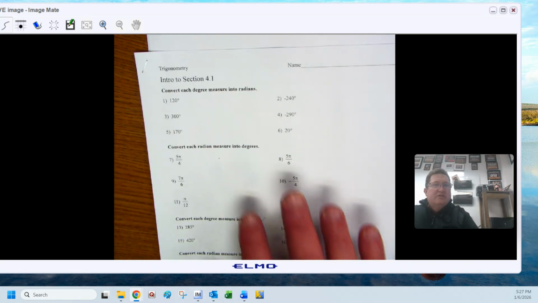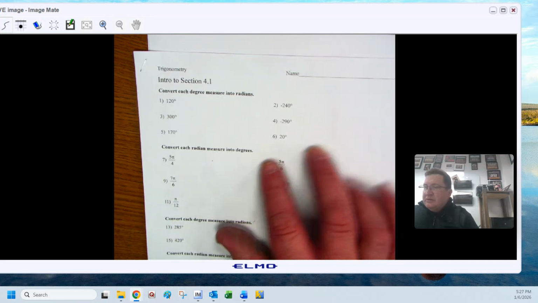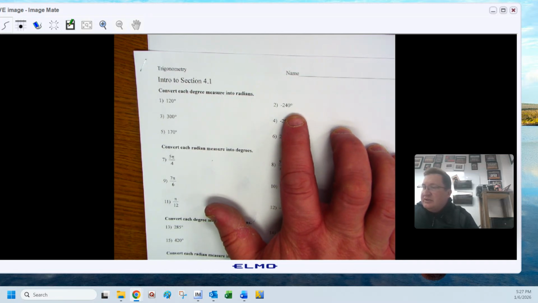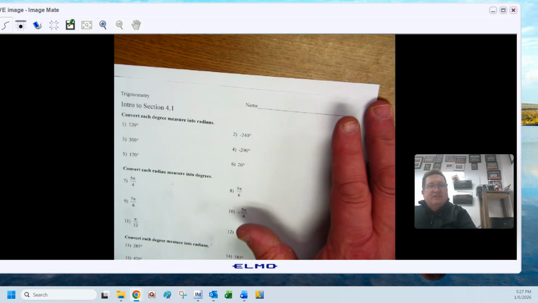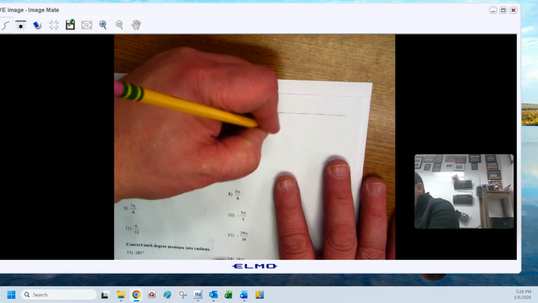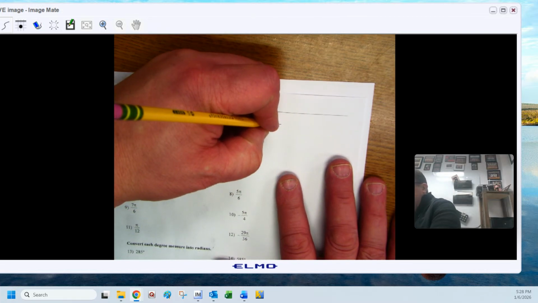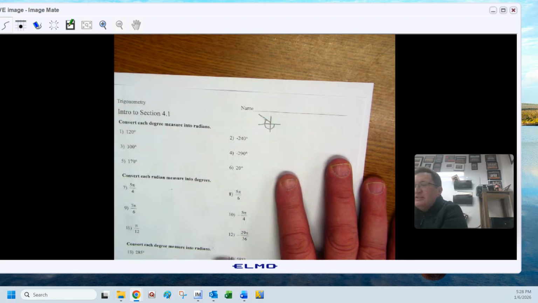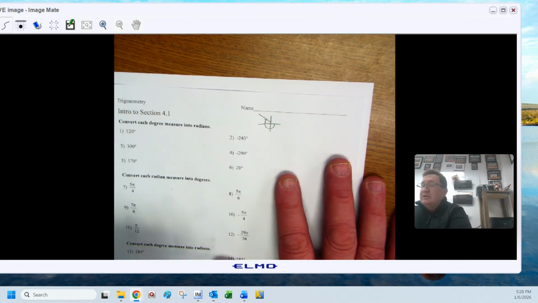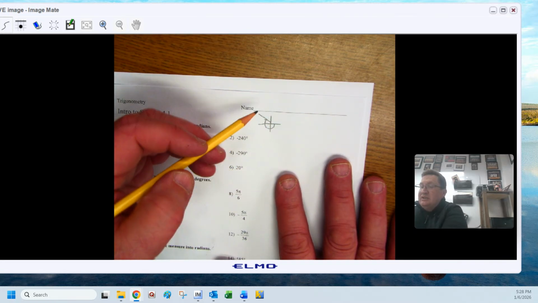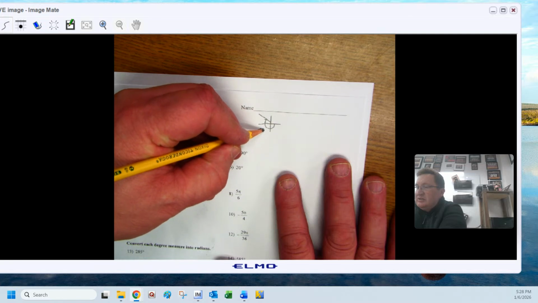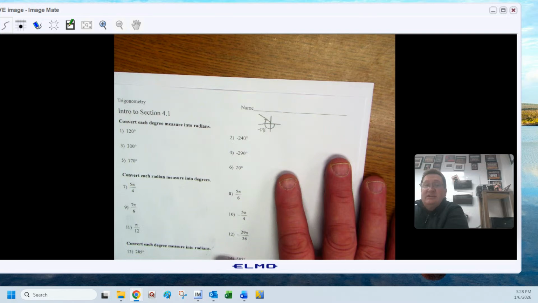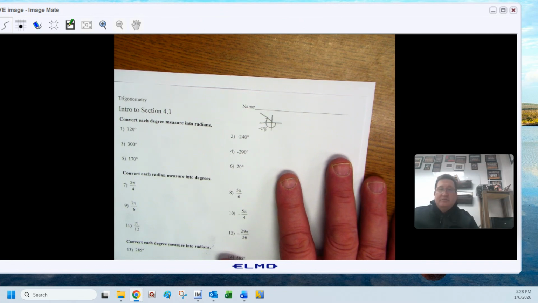Let's show you the homework assignment here. On number 2, it says convert each degree measure into radians. That's -240. If you really want to draw it, you could. Then you could do some fraction work: that's a whole pi, that's 180, and then another 60 is 1/3 of that, so that's -1 1/3 pi. And you might be like, whew, Mr. DeNeve, that seems like a lot of fraction work.